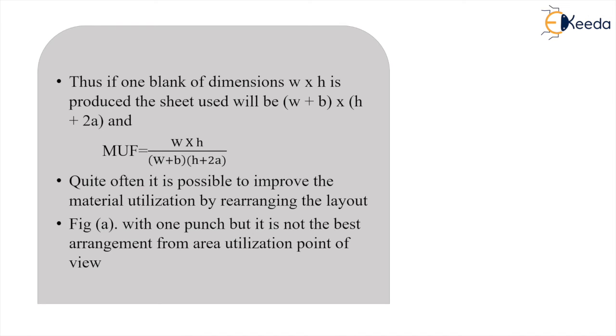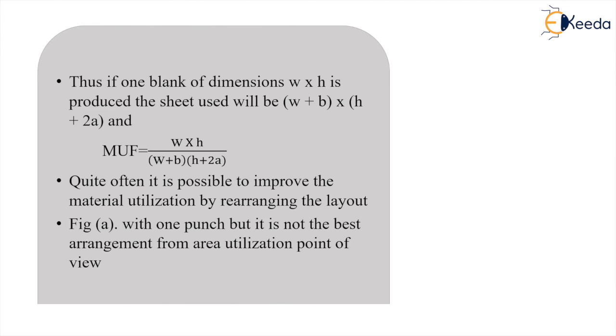So we have here one blank of dimension, say W into H, is produced, the sheet used will be (W plus B) into (H plus 2A), and this material utilization factor will be W into H divided by (W plus B) into (H plus 2A). Please look at the diagram. And this is not a fixed layout. Basically, we can keep on changing to get the maximum utilization by rearranging the layouts.